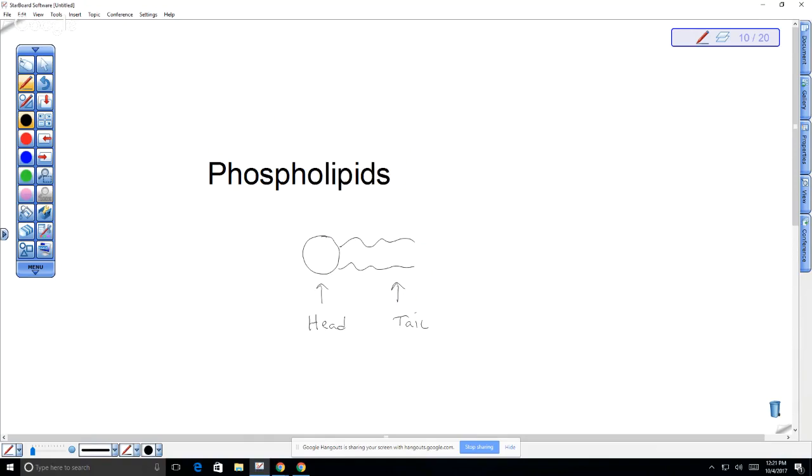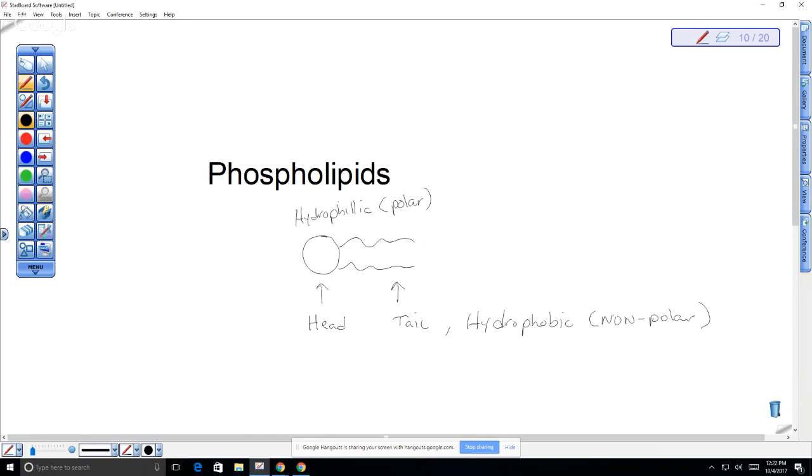The head end is said to be hydrophilic. So that means that it is polar. It has a charge to it, and it is going to be attracted to water molecules. The tail end is hydrophobic. So that means that it is repelled by water, and it is non-polar. Water molecules will not cling to it; they'll be repelled by the hydrophobic tail.